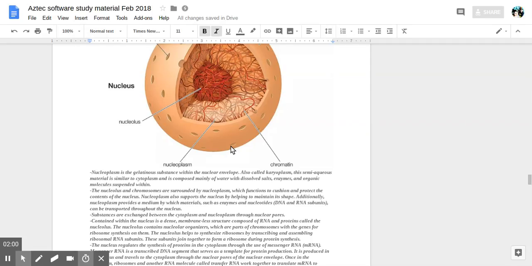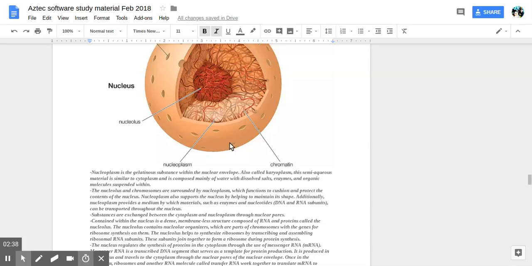Contained within the nucleus is a dense membrane-less structure composed of RNA and proteins called the nucleolus. The nucleolus contains nucleolar organizers, parts of chromosomes with the genes for ribosome synthesis on them. The nucleolus helps to synthesize ribosomes by transcribing and assembling ribosomal RNA units. These subunits join together, forming ribosomes during protein synthesis.